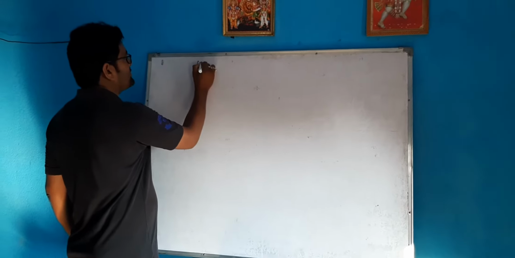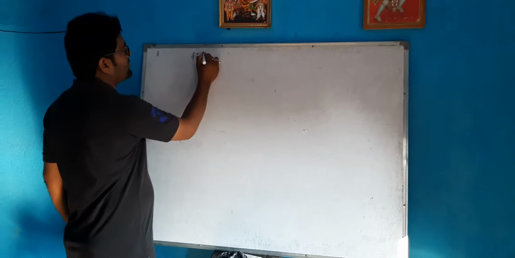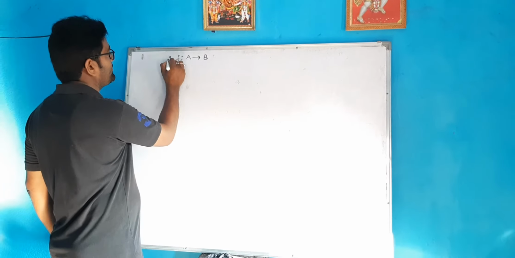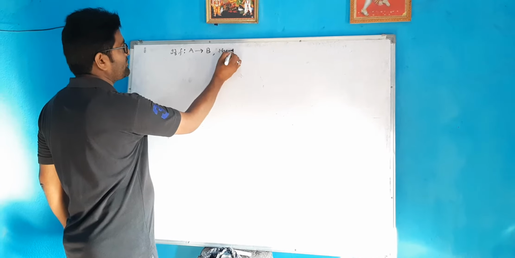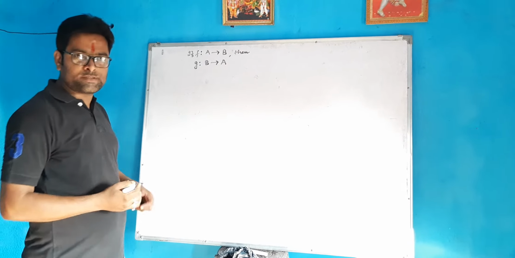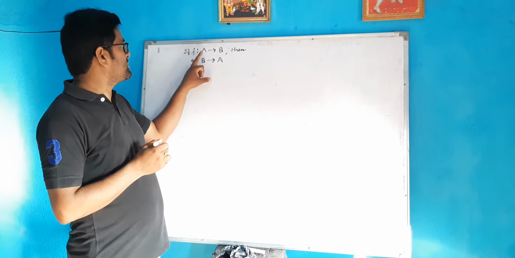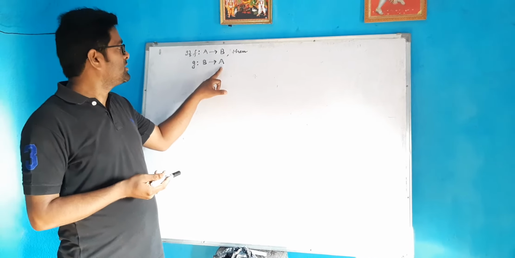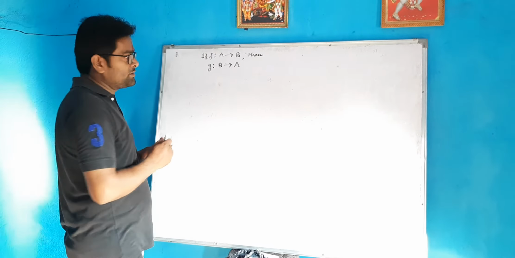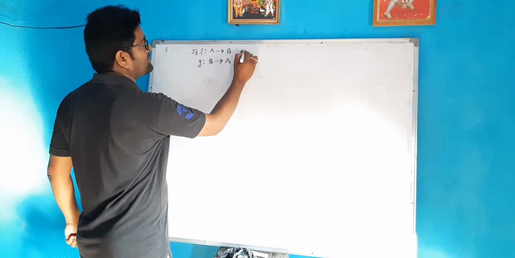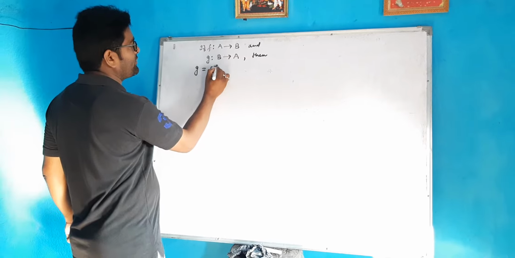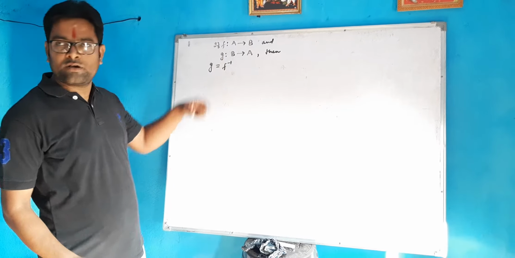If f is a function from A to B, then g should be a function from B to A. It happens when the domain of the first function is the codomain of the second function, and the range of the first function becomes the domain of the second function. If it happens, then you can write g is equal to f inverse, which means g is said to be the inverse of f.